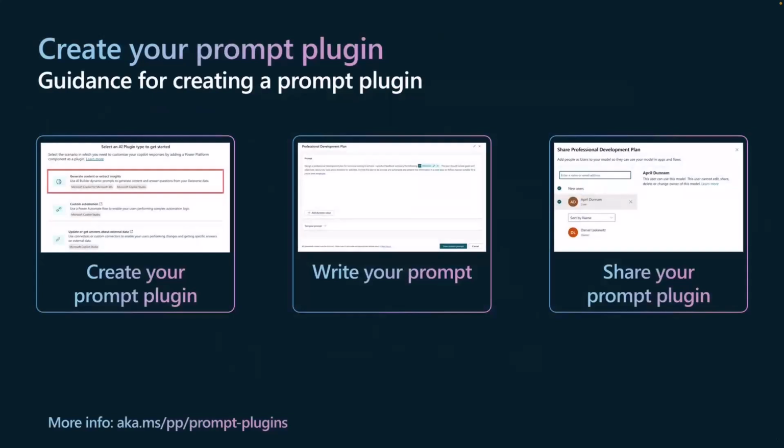When you create your prompt plugin, you have to start by going to Copilot Studio and adding an AI plugin. The top option, generate content or extract insights, is the one you want to choose. And then you will see the prompt builder. That's where you can write your prompt. When you're done with that, you also want to share it, and that's where you can share it.